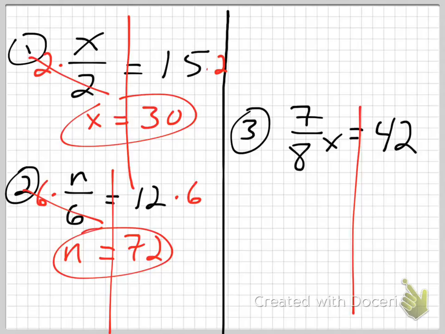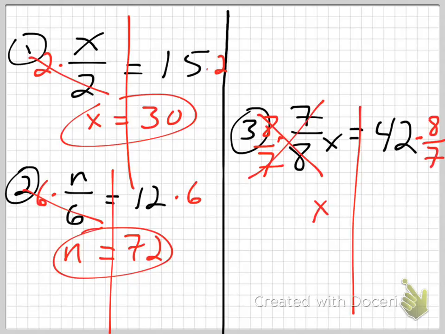Who's with him? 7/8. What's 7/8 doing to him? Multiplying him, okay? If I wanted to, could I divide both sides by 7/8? Yes, he's being multiplied by 7/8, so I could divide both sides by 7/8. That's just not the most effective way of doing this. Dividing by 7/8 is the exact same thing as multiplying by 8/7, right? If I multiply this side by 8 over 7 and multiply this side by 8 over 7, it's the same thing as dividing by 7/8.